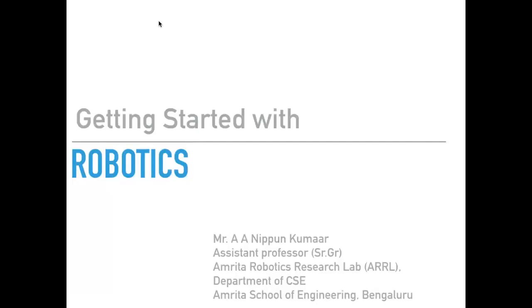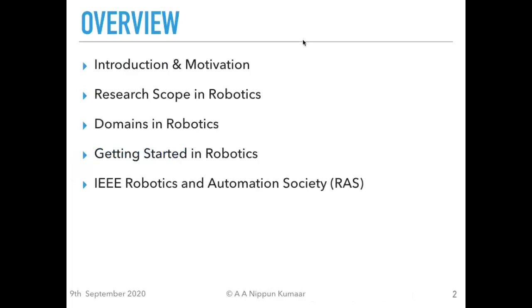So, good evening, one and all. Welcome to this session on getting started with robotics. This would be the overall talk flow for today's session. I'll start with a little introduction on robotics and why we need to study this field, or the motivation for which this field can proceed as your career. Then research scope in robotics: what are the different areas of applications available, and what are the different domains of engineering that play a part in this field. And then the topic of the session, getting started with robotics. Towards the end, I'll give you a small brief intro on the IEEE Robotics and Automation Society, one active society in IEEE. So this is the agenda.